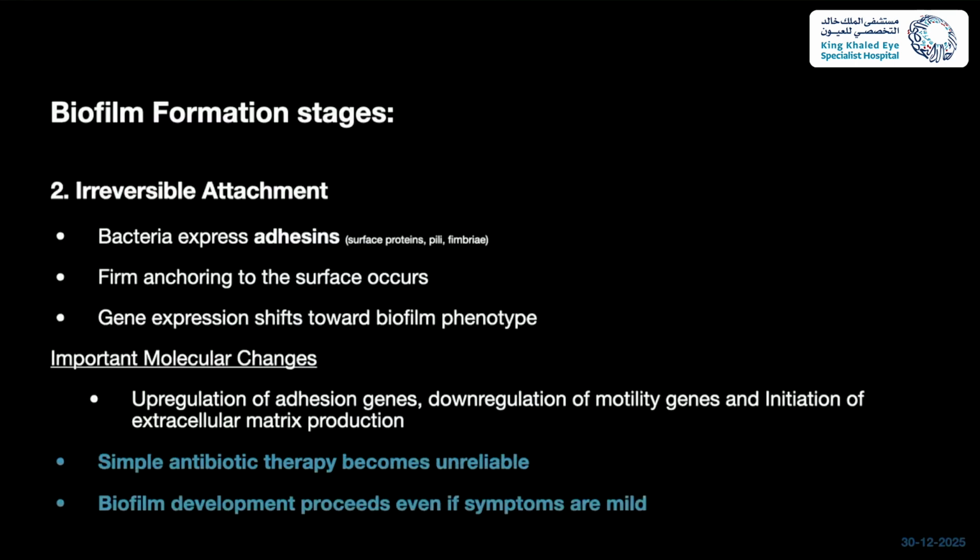Early antibiotic therapy may still be effective, and it is a reversible stage, and it's often a missed opportunity if surfaces remain colonized. The second stage is irreversible attachment, where the bacteria express adhesins, firm anchoring to the surface occurs, and gene expression shifts toward a biofilm phenotype. It passes through important molecular changes: upregulation of adhesion genes, downregulation of motility genes, and the initiation of extracellular matrix production. Simple antibiotic therapy becomes unreliable in this stage, and biofilm development proceeds even if symptoms are mild.